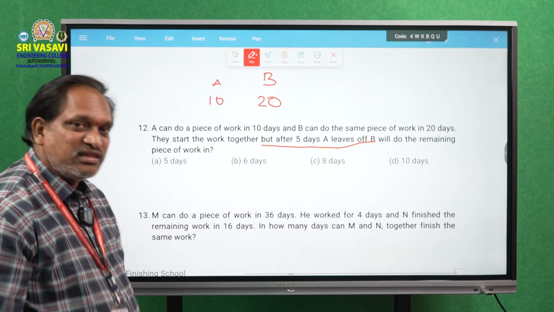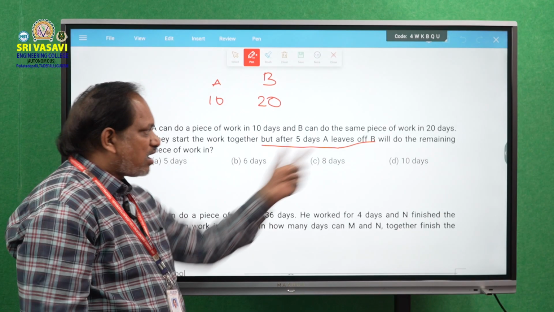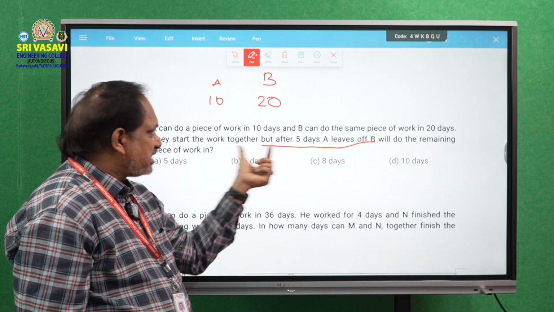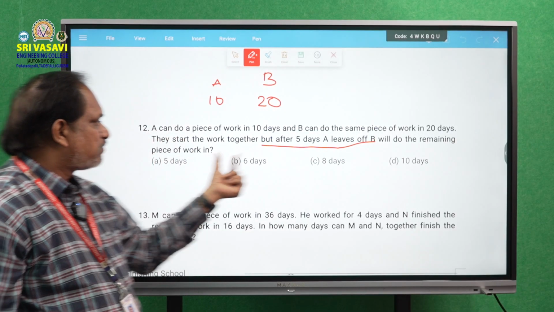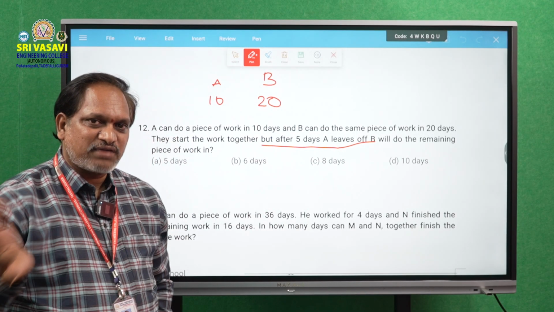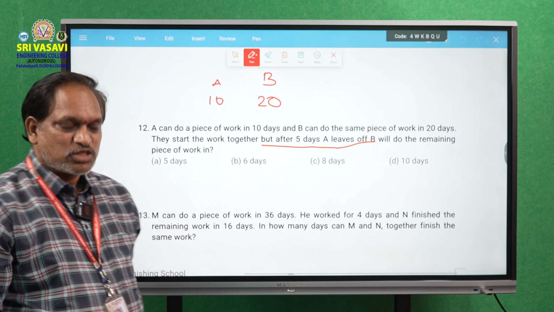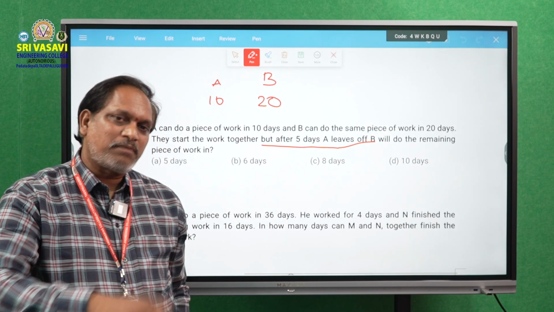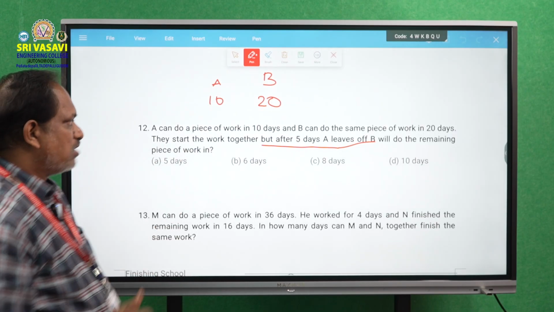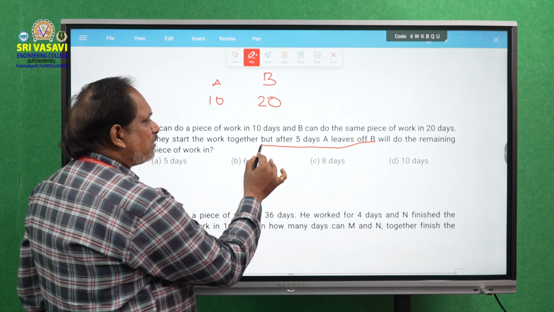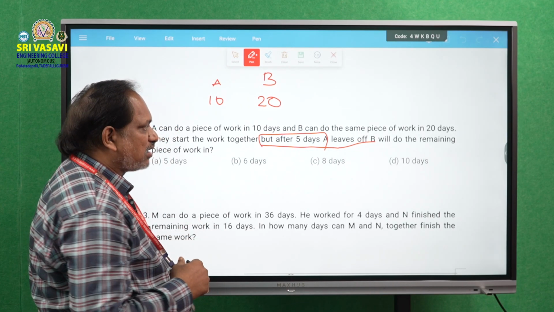So see this, in this question, a person dropped out in the middle of the work. That means A leaves after 5 days, B will do the remaining piece of work in how many days? One person left, the remaining person completes the work in how many days? So in the middle one person joined or one person was replaced. In these conditions, how to crack this question? Anyway, both together are working for 5 days.